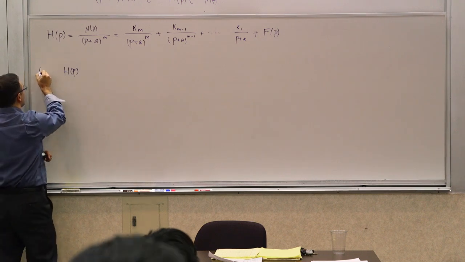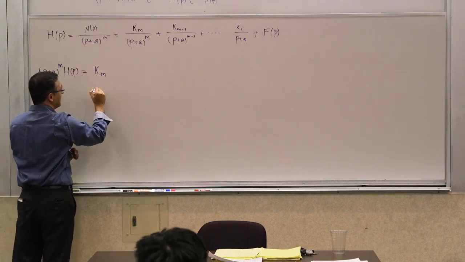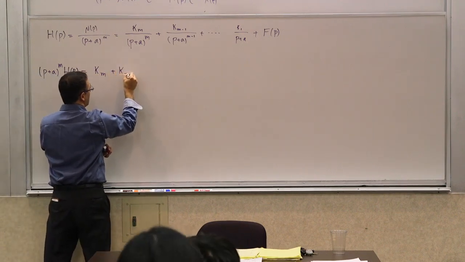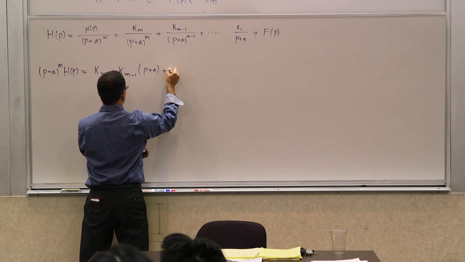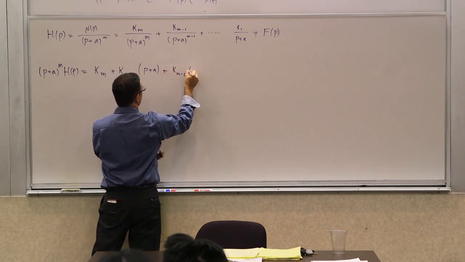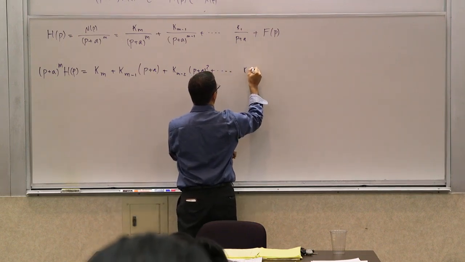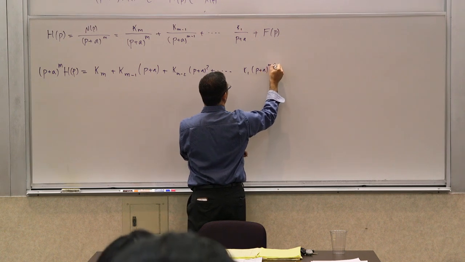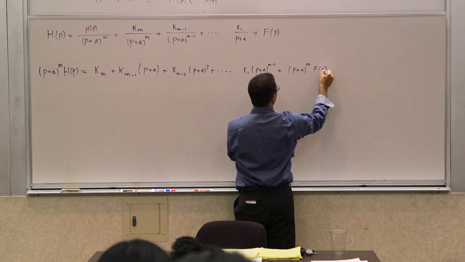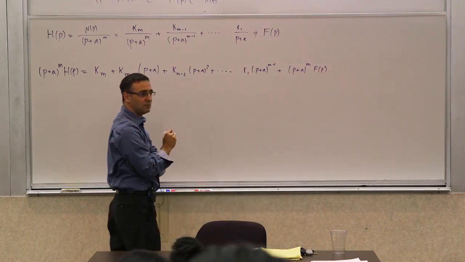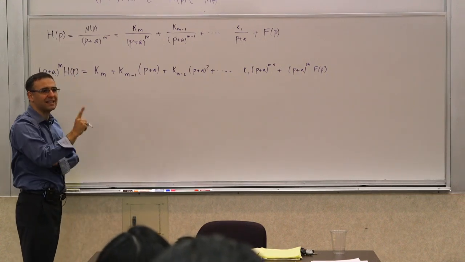P plus a to the m, yes, right? If I multiply it by that, what do I get? I get k_m plus k_(m-1) (p plus a) plus the next one, k_(m-2) (p plus a) squared, all the way to k_1 times (p plus a) to the m minus 1, plus (p plus a) to the power of m F of p, etc. Now, what is the value of this right-hand side if I set p to negative a?